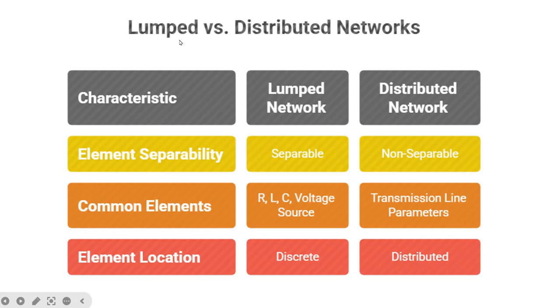Okay, so this is about lumped versus distributed networks. In a lumped network, the elements are physically separable, and the common elements used are the resistor, inductor, capacitor and voltage sources, and the location of the elements is discrete. Whereas in a distributed network, the elements are physically non-separable, and the elements are distributed along the length of the transmission line, and the element location is distributed. So this was about the classification of the various electrical networks. Thank you.